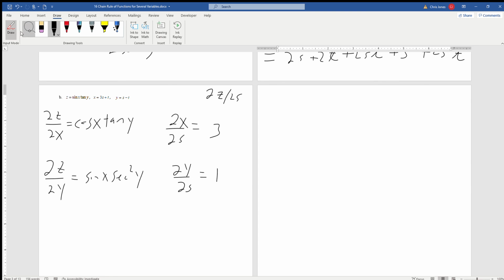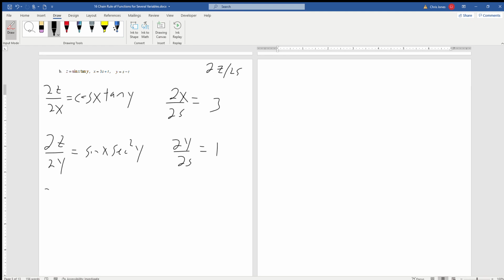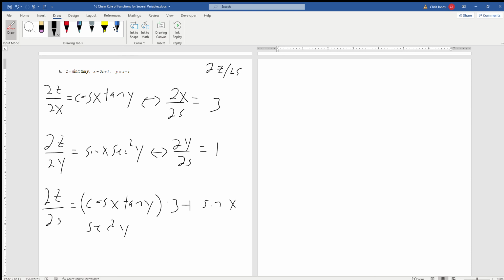And so to find partial z partial s, we're just going to throw all that together. And that's going to be equal to cos x tan y times 3. All right, so just like we did before, we're going to multiply, and then we're going to add and multiply that. So that's going to be sine x, continuing on the next line, sec square y times 1. If we wanted to, of course, we could back substitute, but let's just not do that because we've already done it a couple of times already.